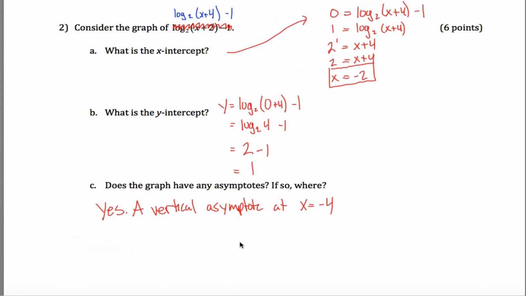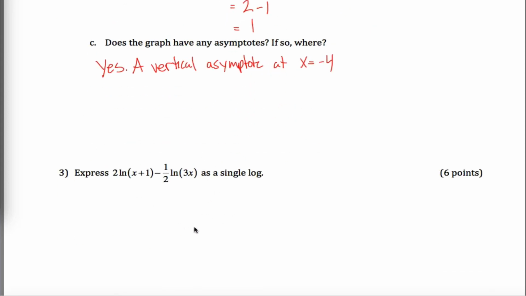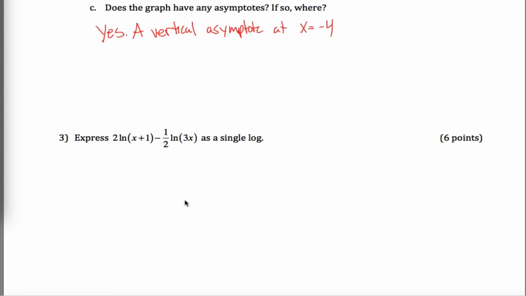Wow, that's a long quiz. Now there's another question. Part 3 says express this mess as a single log. To do that, you want to use your log rules. Maybe the most obvious rule is this negative right here. I'm subtracting logs. When you're subtracting logs, you can change it into the log of a quotient. True, except you've got this 2 and this 1/2 here, so deal with those first.